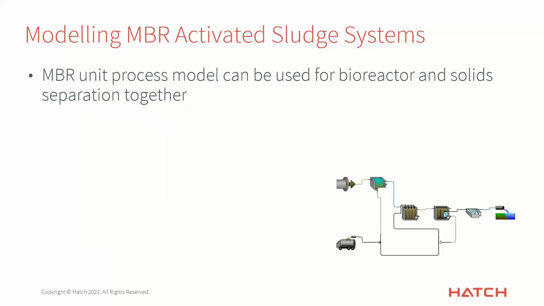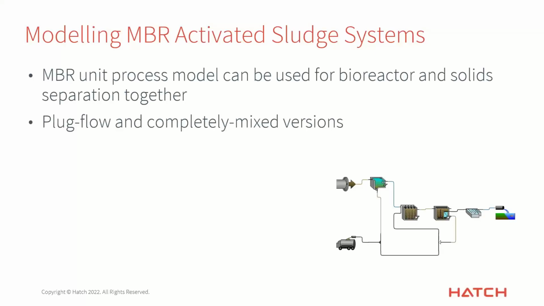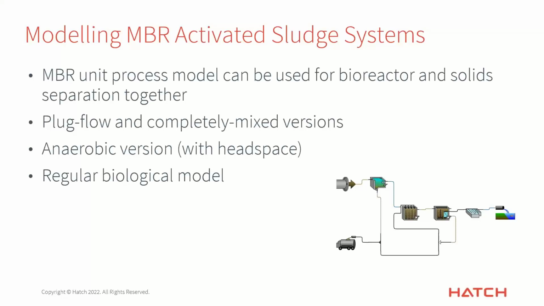So the MBR unit process model is basically a bioreactor model and a solid separation model put together into one object. We have both plug flow and completely mixed versions of the MBR model. We also have an anaerobic version that has a headspace like a digester, and I'm going to come back and talk about that in more detail towards the end of the webinar. All of these are using the regular Mantis 2 biological model, or if you're using one of the other libraries like the greenhouse gas library or the Mantis IW industrial library, all of those variations have these MBR objects in.